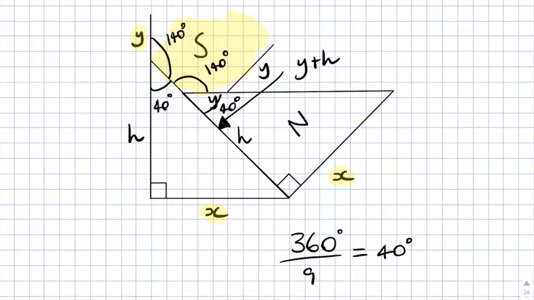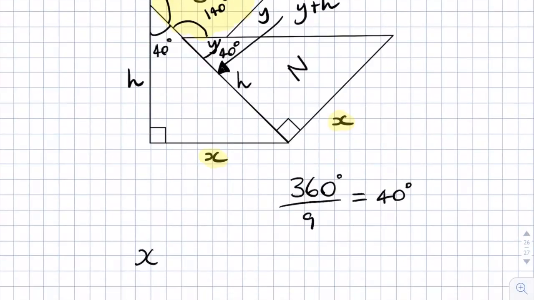But let's take what we know about right angled triangles. We know that the adjacent side squared plus the opposite side squared equals the hypotenuse squared, which obviously corresponds to Pythagoras' theorem. So we can write an equation which says that x squared plus h squared equals y plus h all squared.